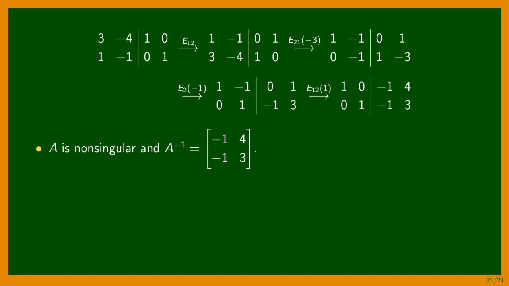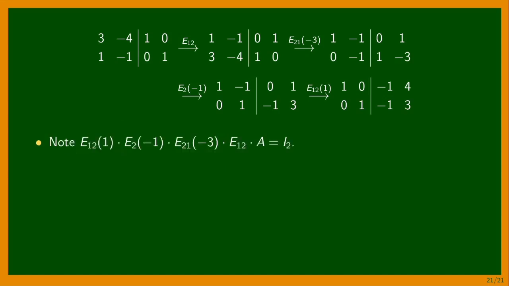And sabi, write A as a product of elementary matrices. Eto na. So si A basically ay si identity obtained from A by performing a sequence of 4 elementary row operations, namely E12, E21 negative 3, E2 negative 1, and E12 parenthesis 1. Ito yung E1, E2, E3, E4 sa theorem.